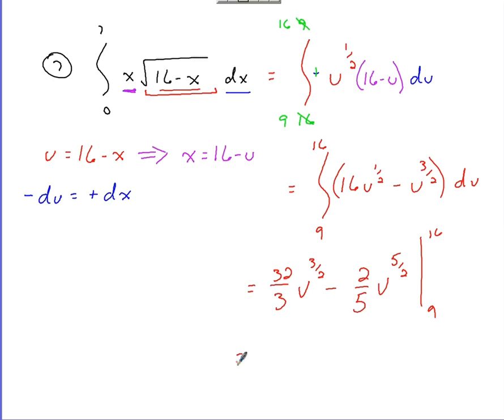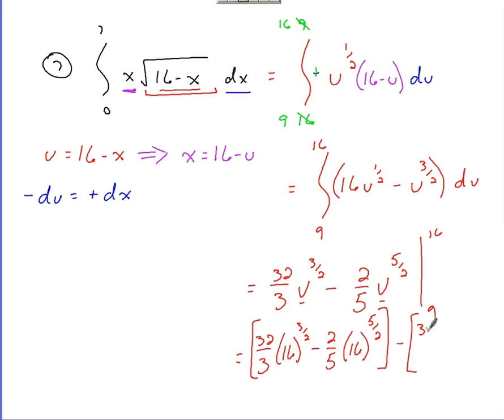Okay, at this point, we're ready to calculate because we're going to take 16, we're going to plug in for u. Whatever that gives us, we'll then subtract off, take 9, plug in for u. Spilling off the page here.